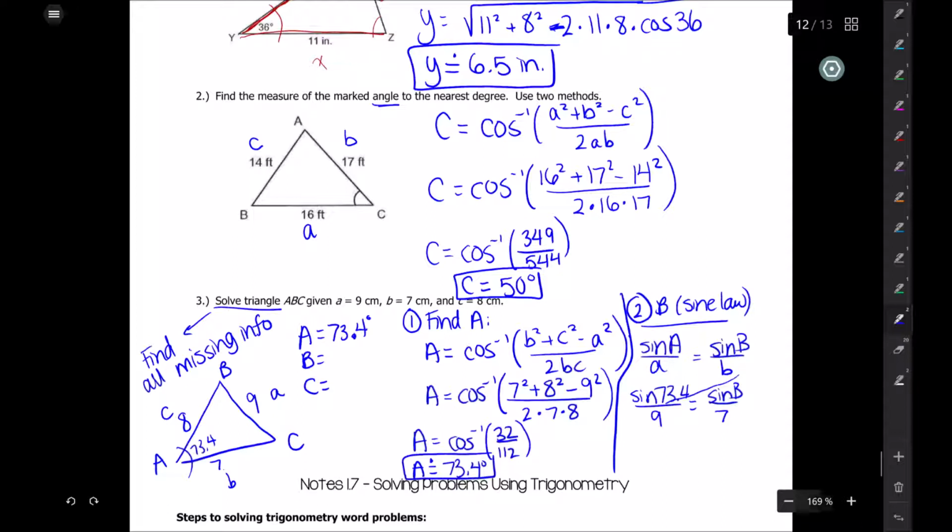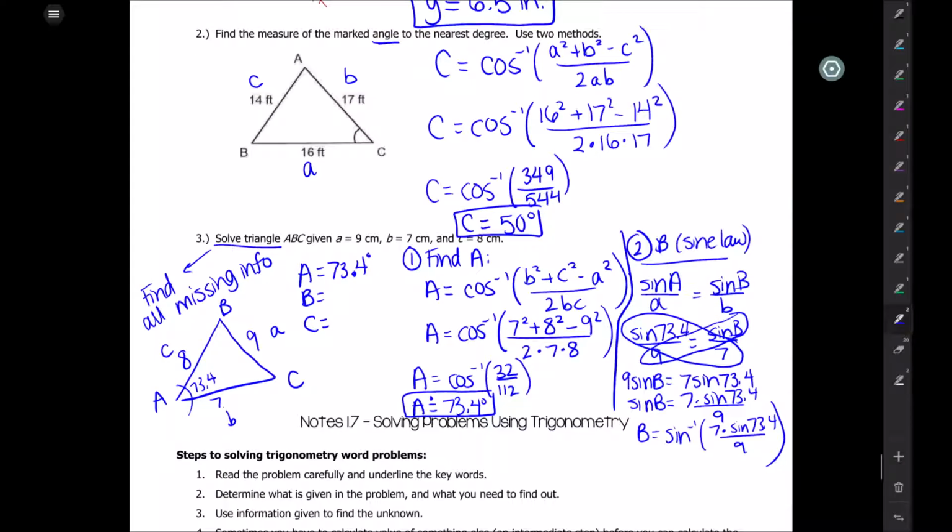Let's cross multiply. So I get 9 sine of b is equal to 7 times the sine of 73.4. Now I'm going to divide both sides by 9, so sine of b equals 7 times the sine of 73.4 over 9, which means that b is equal to the inverse sine of 7 times sine of 73.4 over 9. Let's type that in and see what we get.